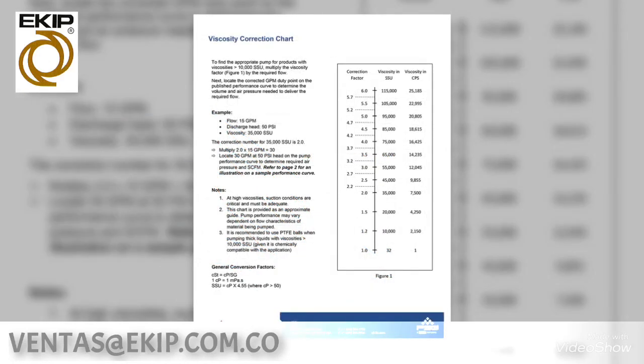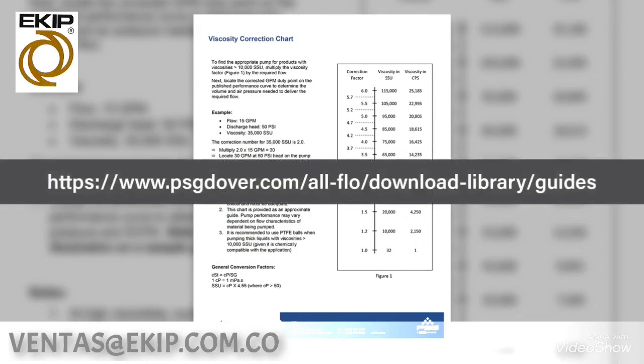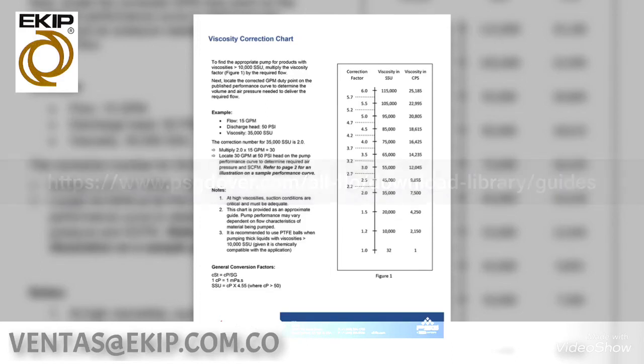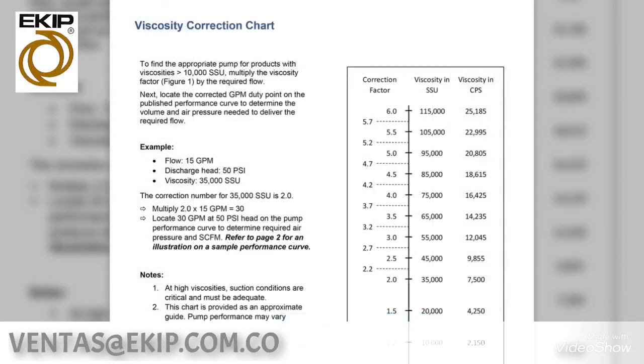Refer to All-Flo's viscosity correction chart located within the guide section of the download library on All-Flo's website. As an example, let's say a manufacturing company is pumping a product that has a viscosity of 7,500 centipoise at 50 psi. Utilizing the All-Flo viscosity correction chart, identify the viscosity correction factor. In this instance, the viscosity correction factor for 7,500 centipoise is 2.0.